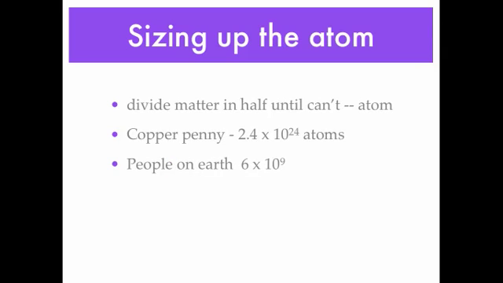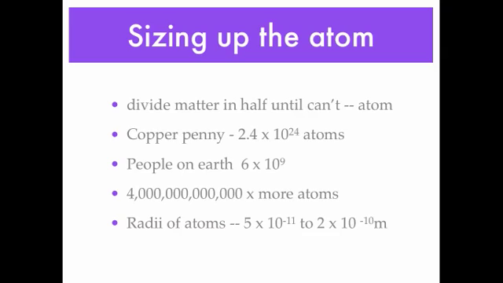Just to give you an idea, there are approximately 6 billion people in the world right now. That's 6 times 10 to the 9th. We talked about the copper pennies, 2.4 times 10 to the 24th. In other words, in one penny, there are 4 trillion times more atoms than there are people on the Earth. There are a lot of atoms.